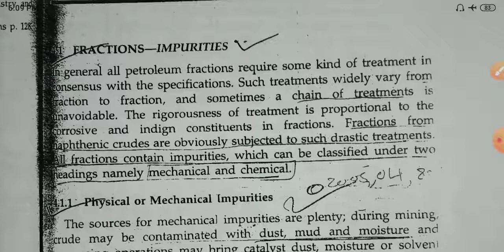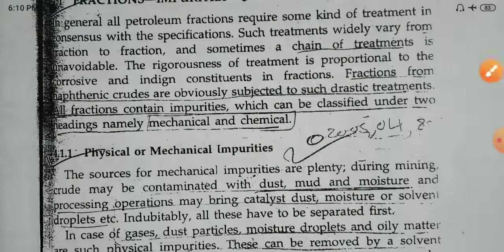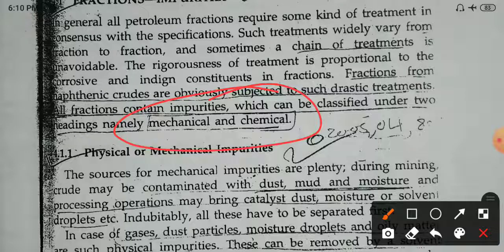Then all the fractions contain impurities which can be classified under two headings, namely mechanical and chemical. એના two types છે જે ટ્રીટમેન્ટ અને ટેકનિકને આપણે ફાઇન્ડ કરીએ છીએ.